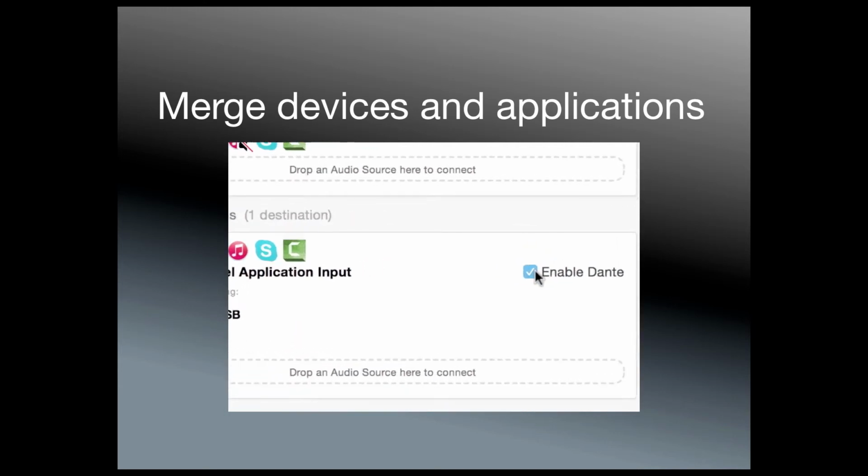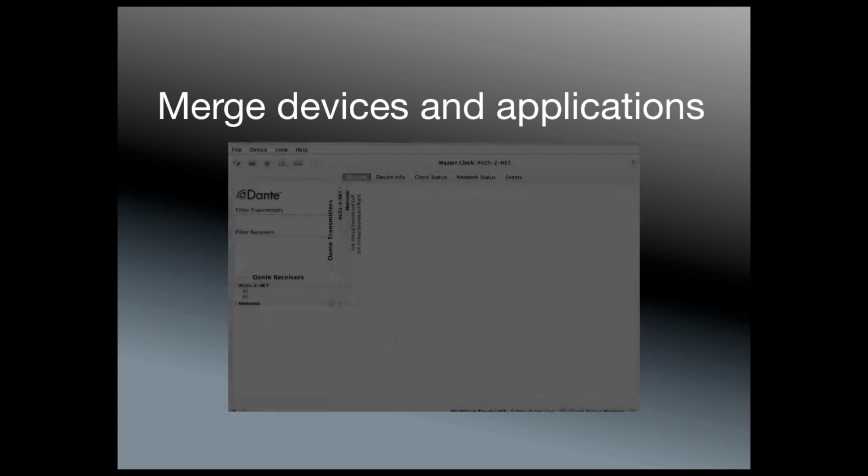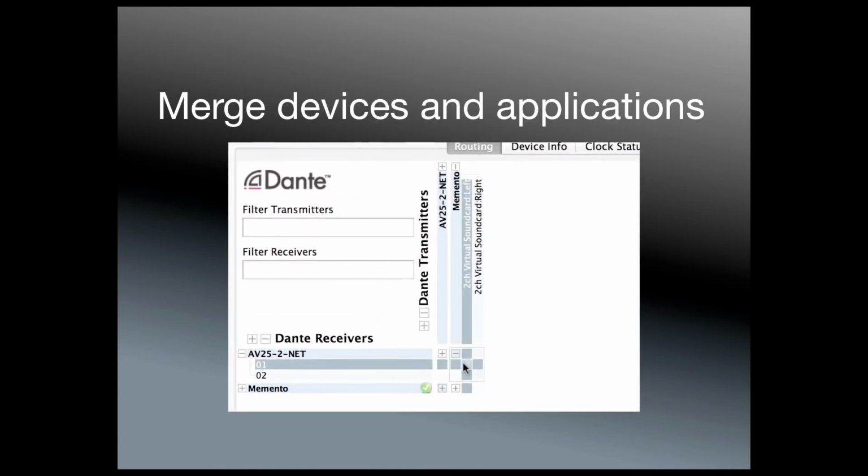And then we can jump across into Dante Controller, and you can see there's a 2-channel virtual sound card which has the mix of just that microphone and the iTunes. And then I can patch that into an amplifier. Okay?